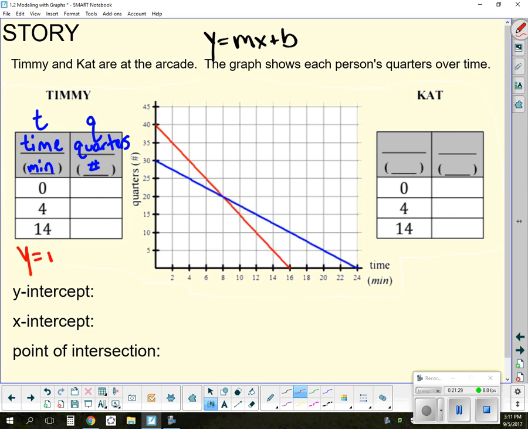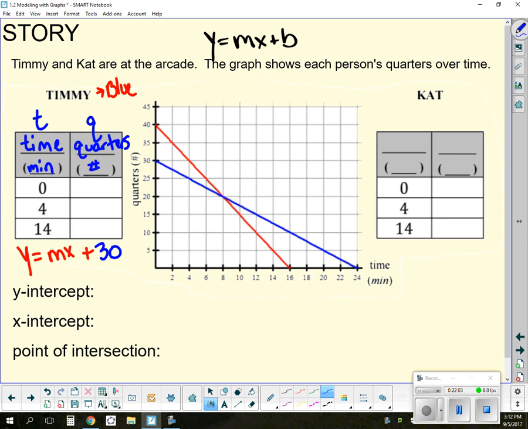Y equals mx plus b. But instead of b, what is Timmy's starting point? What is his y-intercept? Well, Timmy is, I did not label, Timmy is the red one. Well, I'm going to change it. Let's make him blue, since I already have written in blue here. And let me go back to using blue. So Timmy, his starting point is 30, so I can erase the plus b and I can make it plus 30. What is his rate of change?